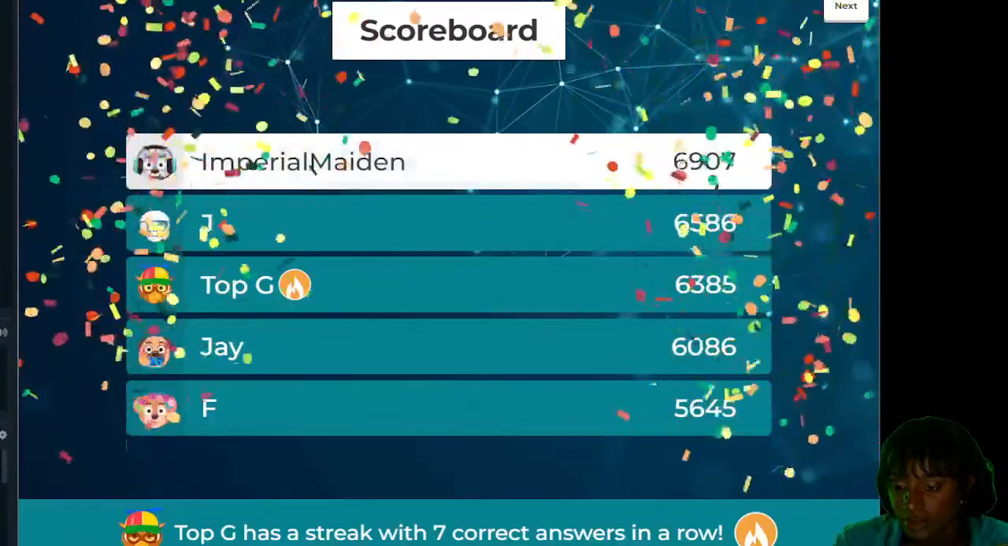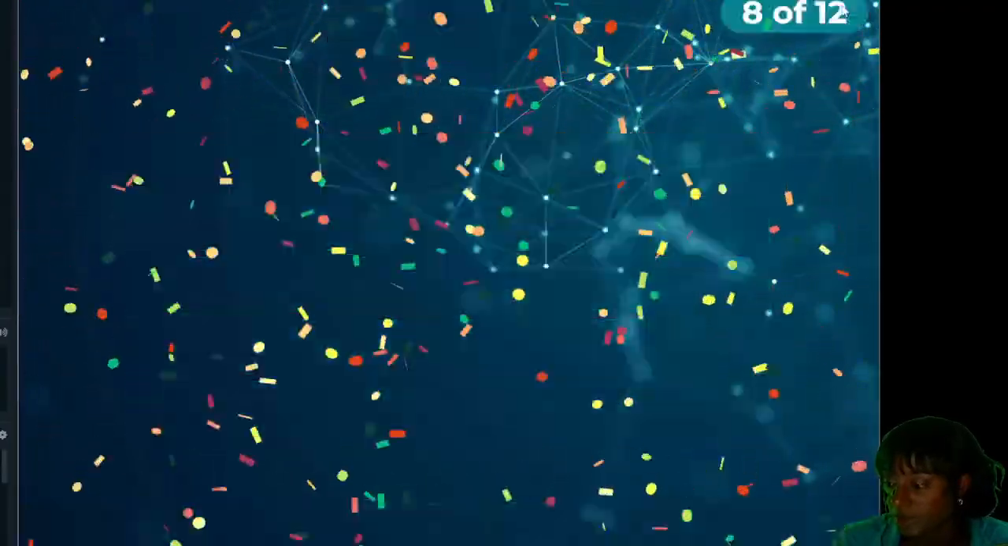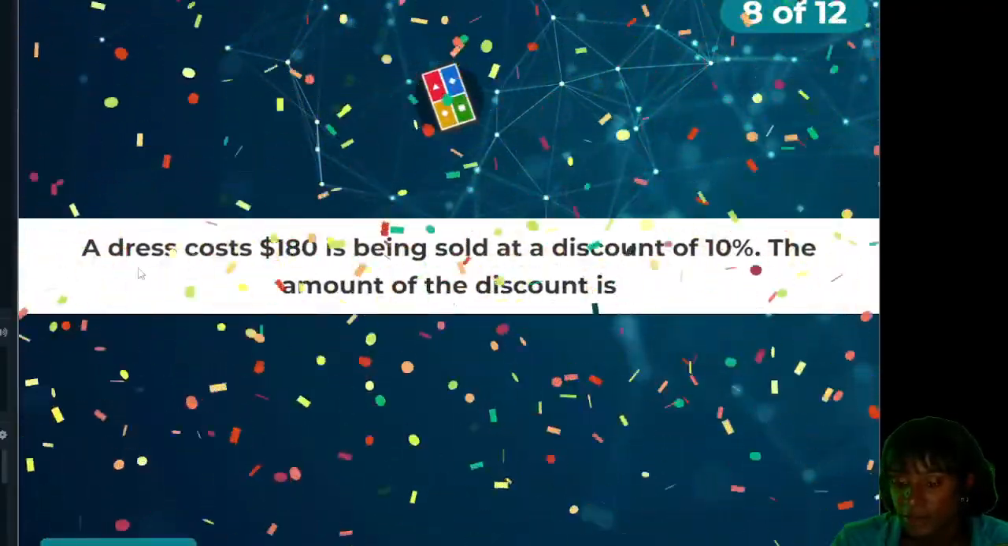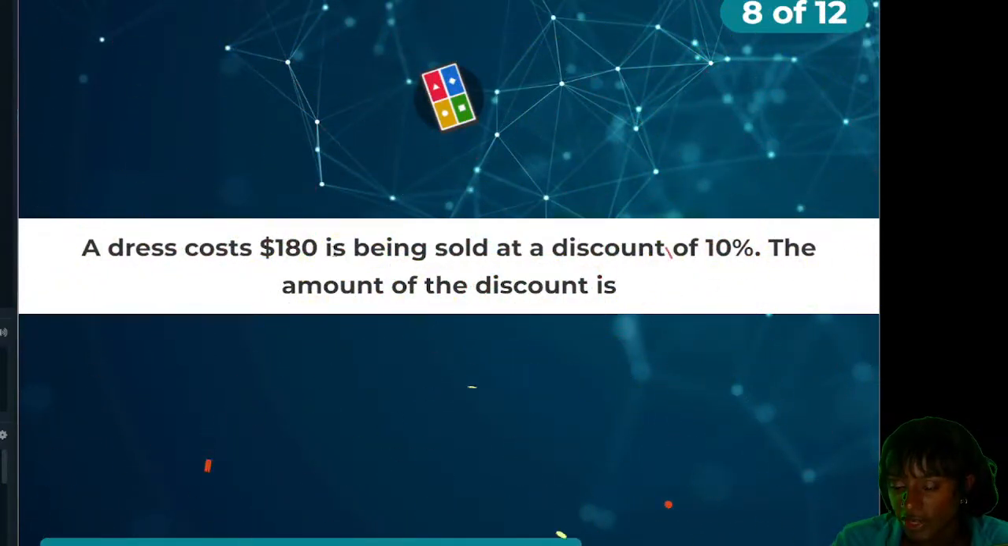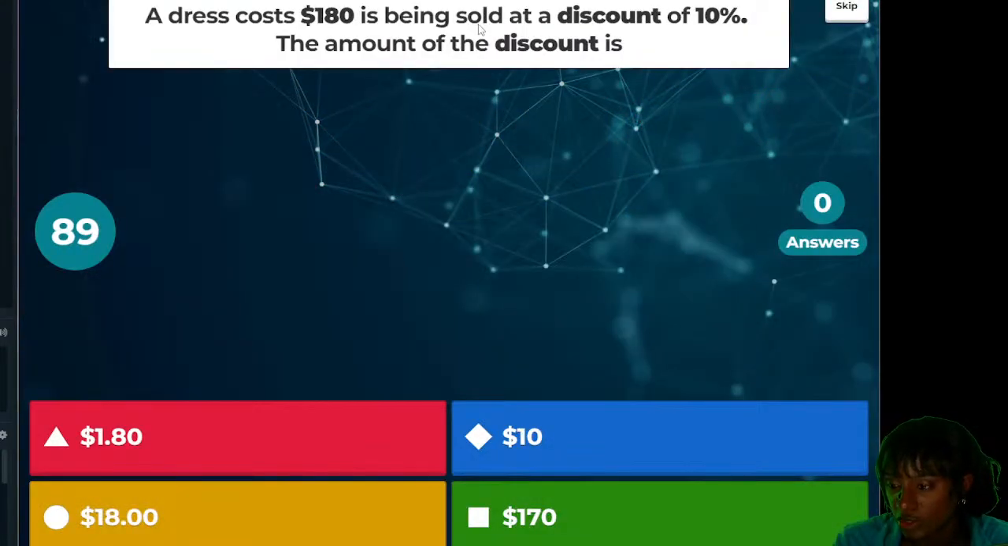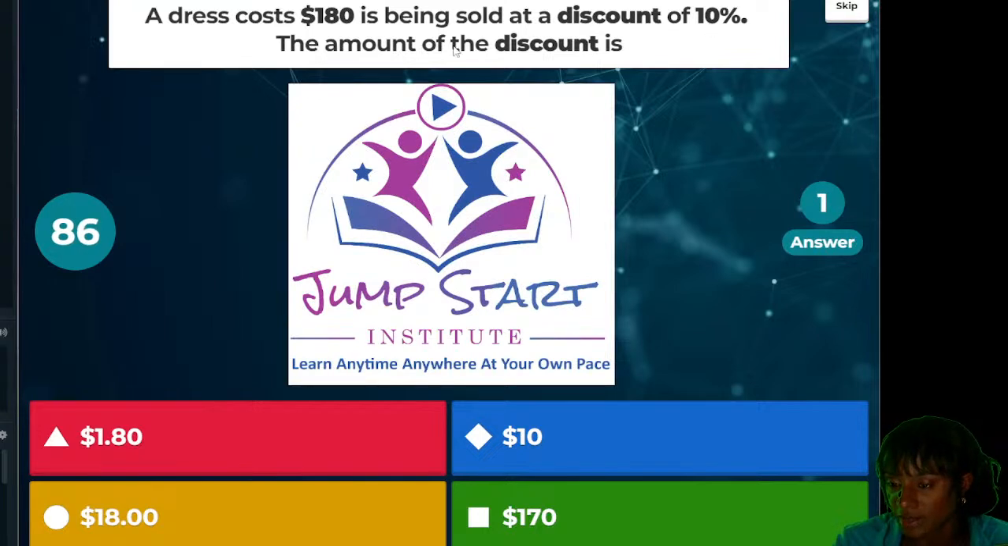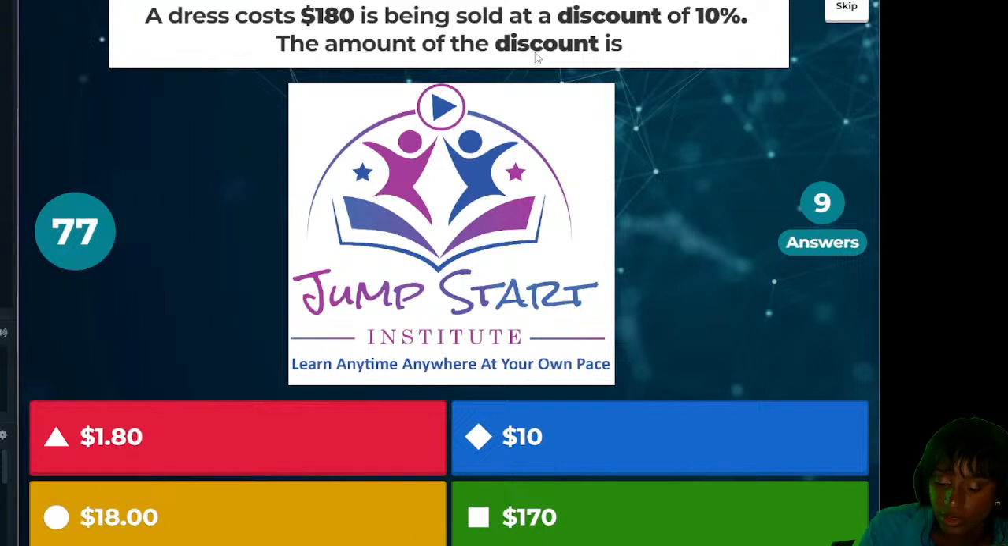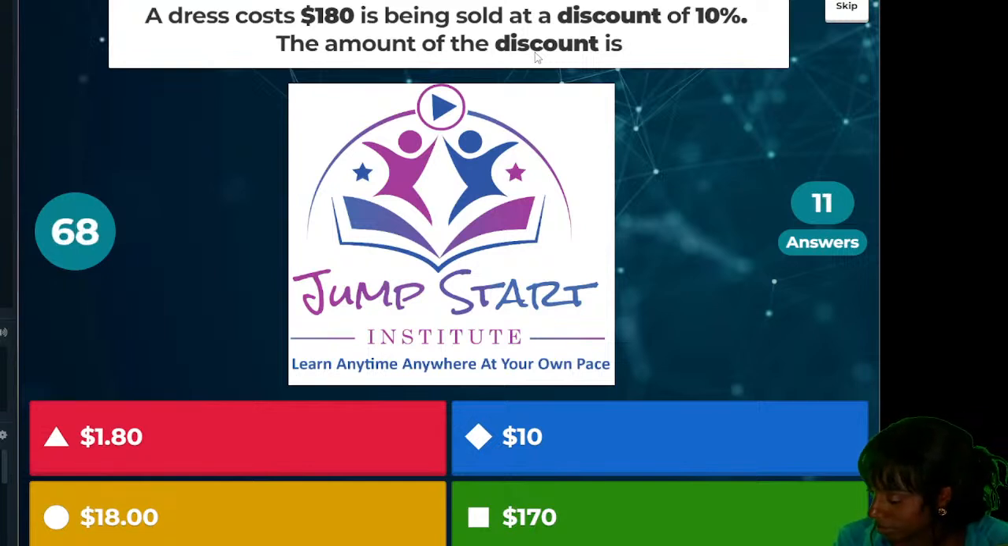Excellent. Okay, Imperial Maiden to the top here. A dress costing $180 is being sold at a discount of 10%. The amount of the discount. Remember to answer the question that is asked. They asked you for the discount. They did not ask you for the discounted price. They never tell you to do any subtraction. They just asked you for the value of the discount.